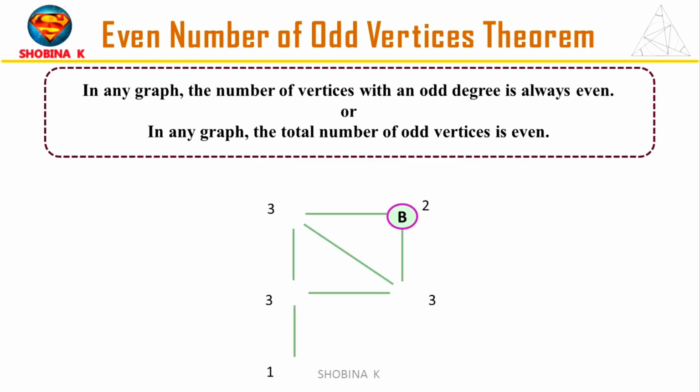A graph consists of vertices and edges. Vertices are nodes, whereas edges are connections between the vertices. The degree of a vertex is the number of edges connected to it. For example, if a vertex has 3 edges connected to it, its degree is 3, which is odd.